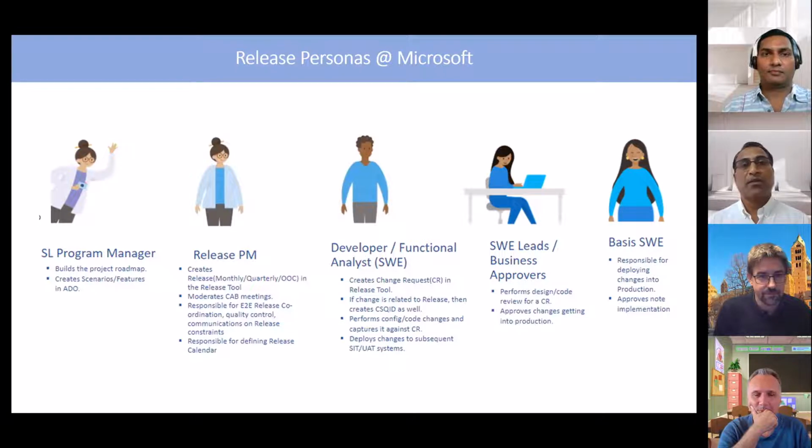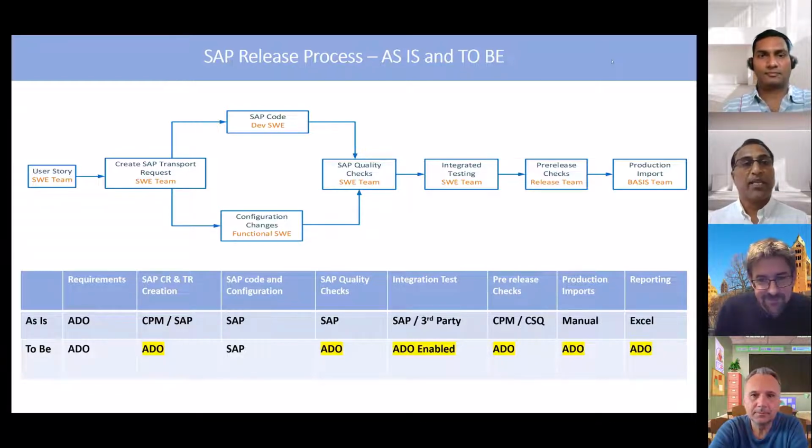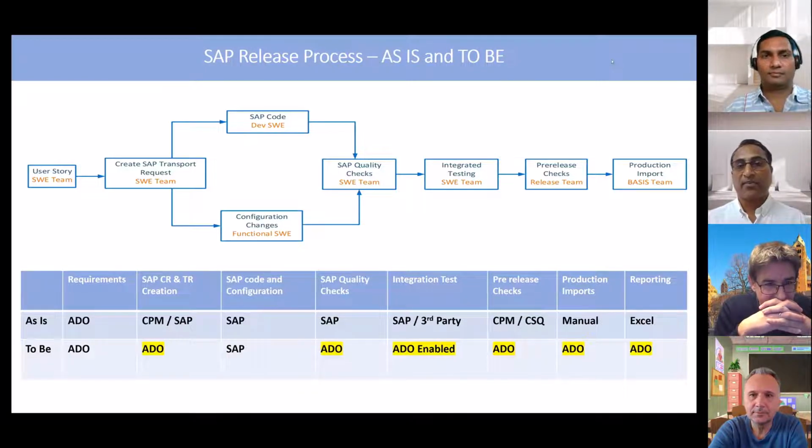Then we'll jump to the SAP release process as is and to be. This is where it really highlights the changes we are making, in terms of the current experience and how the new experience is going to be. Very quickly, at the top it talks about user story, creating change requests and transports, then coding and configuration, quality checks, integration testing, pre-release checks, and production code. That's the process we go through for every SAP change required in the system.